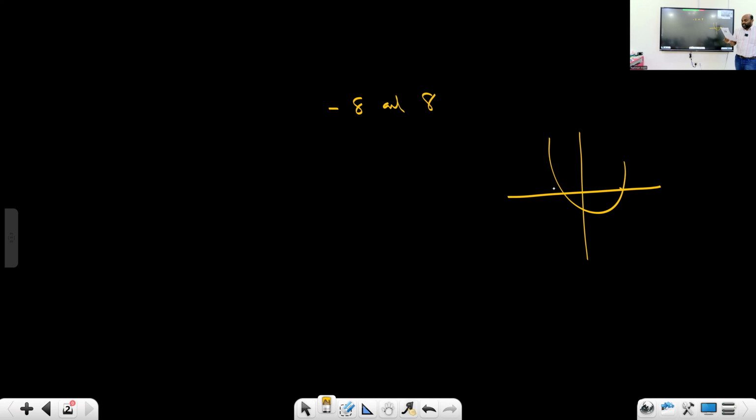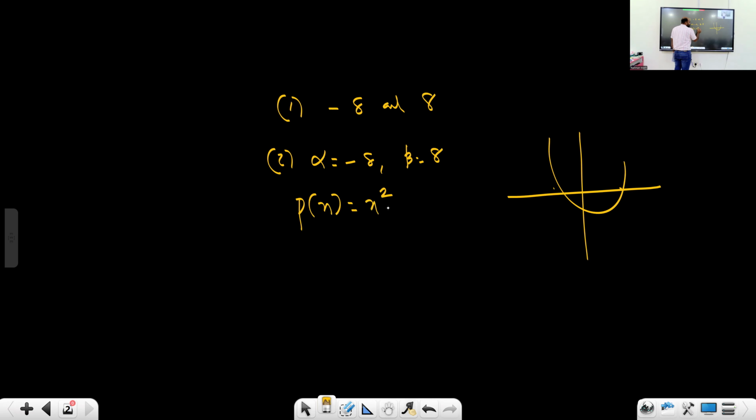What will be the expression of the polynomial? Do you remember? First, this is the first answer. Second answer, alpha I called -8, beta I called 8. Zeros normally we call alpha and beta. We have a standard form. What is the polynomial standard form? Tell me. P of x equals x square minus (alpha plus beta) into x plus alpha beta. They are asking the expression of the polynomial. Substitute 8 and -8. Write it. If they are asking for the expression, that's the procedure.